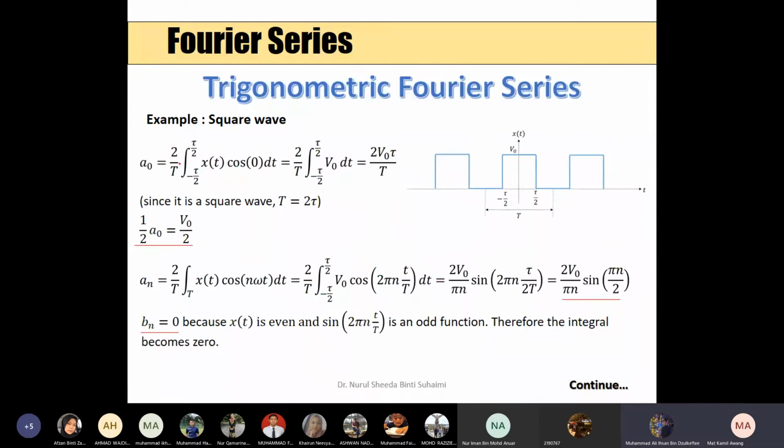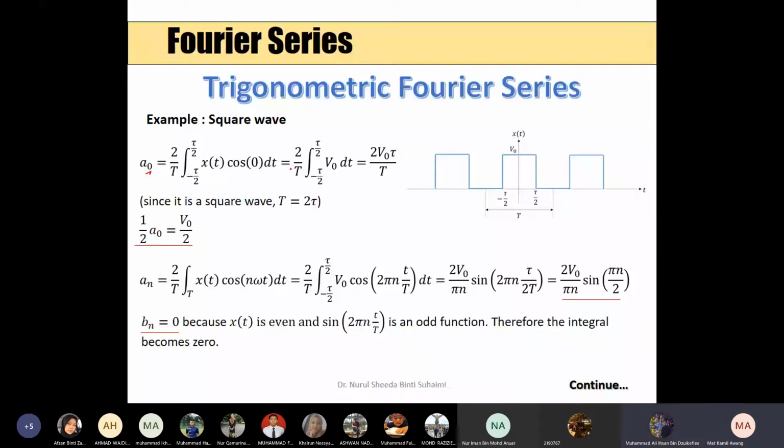So from the formula, you have A naught equal to 2 over T, and the integration from minus tau over 2 to tau over 2 of x of t cosine 0 t. Why 0? Because n omega t is equal to 0 because n is 0. Okay. So what is x of t? x of t is V naught. Basically you integrate this part because outside this part x of t is 0. Okay. So you get 2 over T integration of minus tau over 2 to tau over 2 V naught dt. So therefore, you get 2 V naught tau over T.